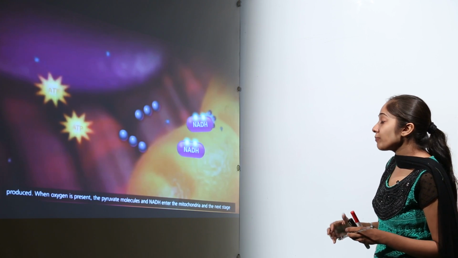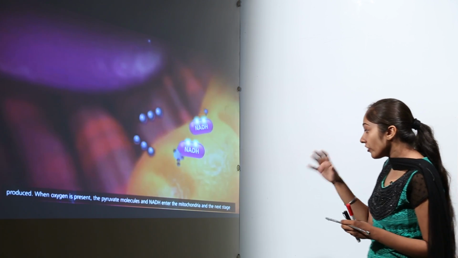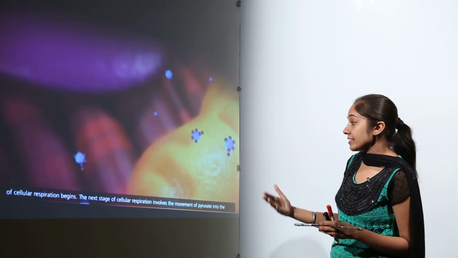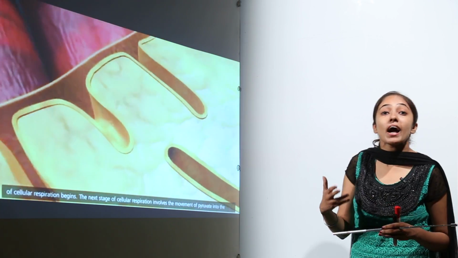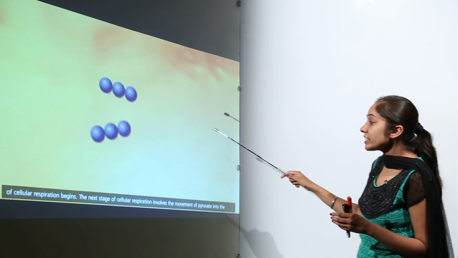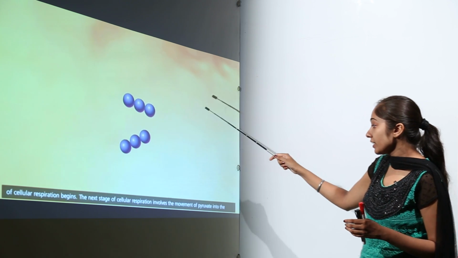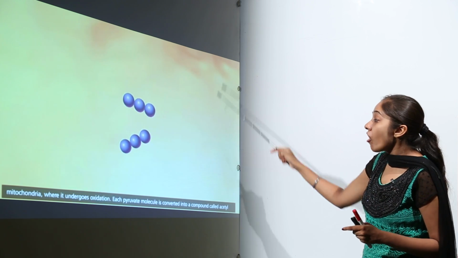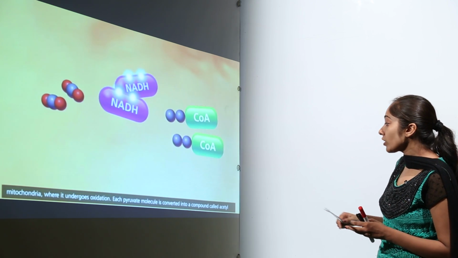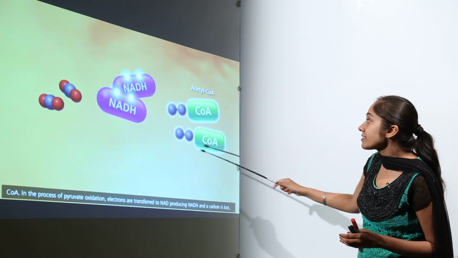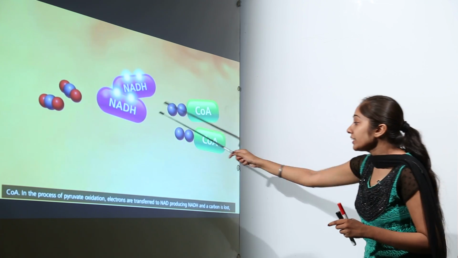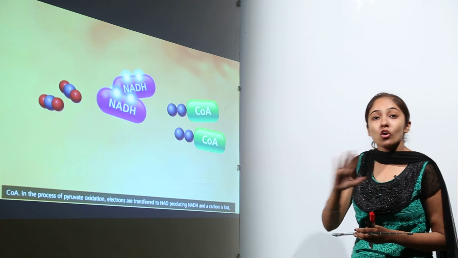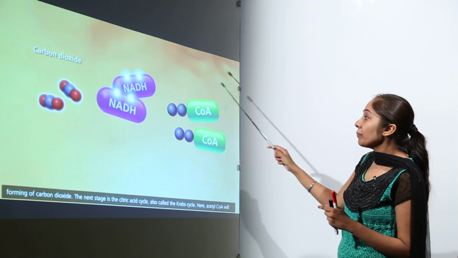When oxygen is present, the pyruvate molecules and NADH enter the mitochondria, and the next stage of cellular respiration begins. The next stage involves the movement of pyruvate into the mitochondria, where it undergoes oxidation. Each pyruvate molecule is converted into a compound called acetyl coenzyme A, and in this process of pyruvate oxidation, electrons are transferred to NAD, producing NADH, and a carbon is lost, forming carbon dioxide.